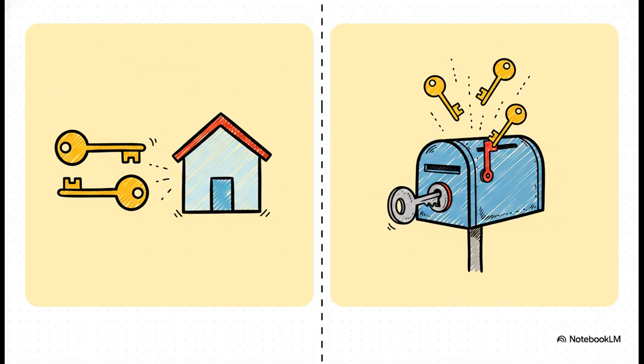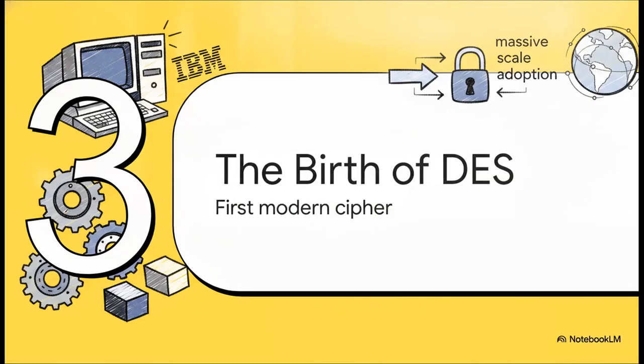Symmetric encryption is kind of like having a shared house key. If you and your friend both have a copy of the exact same secret key, you can lock and unlock messages for each other. It's super fast and efficient. Asymmetric encryption, on the other hand, gives everyone a public key to drop messages into a locked mailbox, but only the owner has the private key to actually open the box and read them. For today's explainer, we are focusing entirely on a legendary symmetric system. Which brings us to Section 3.